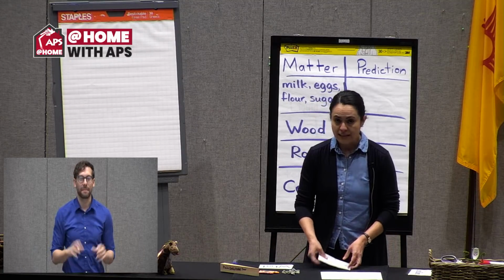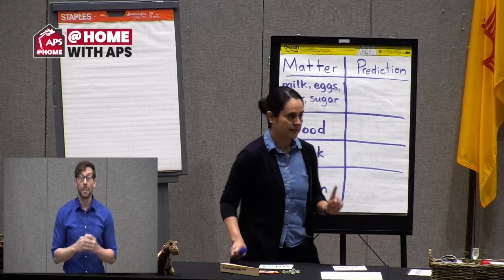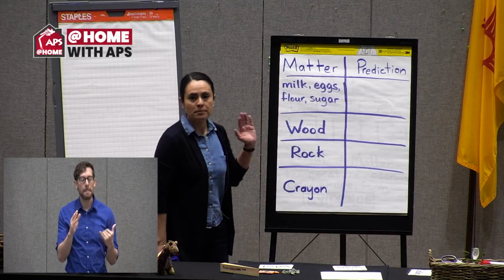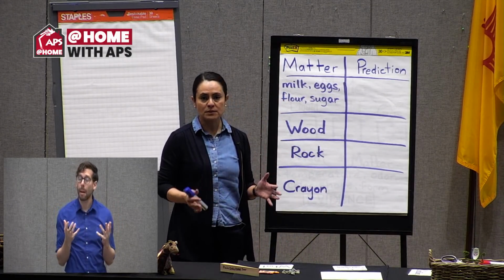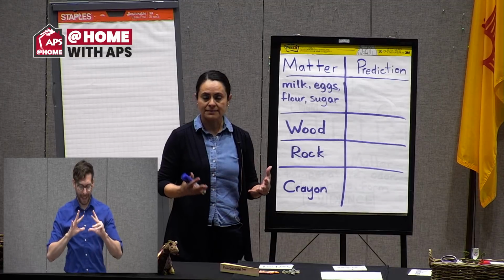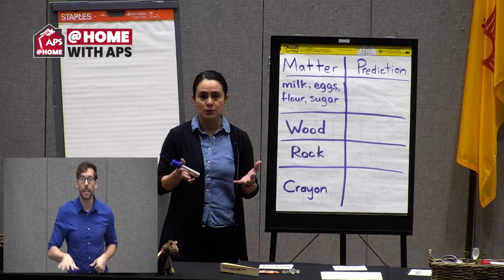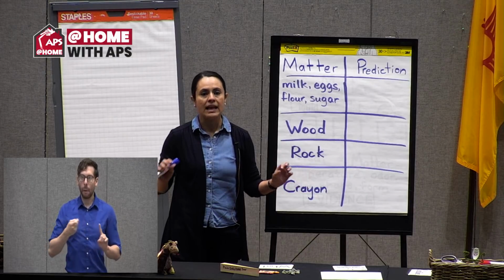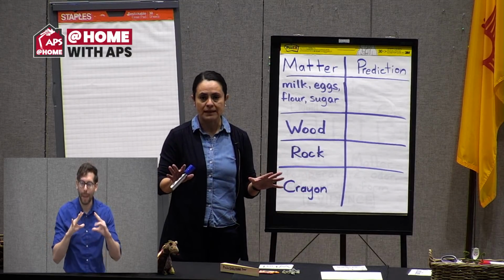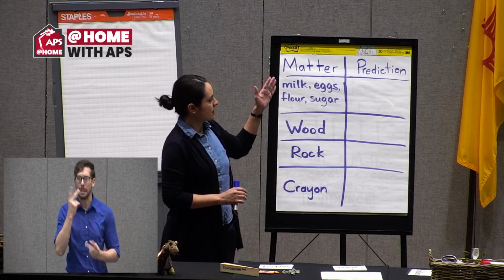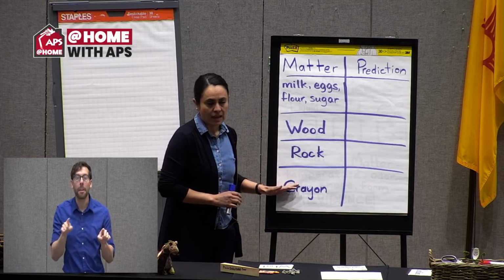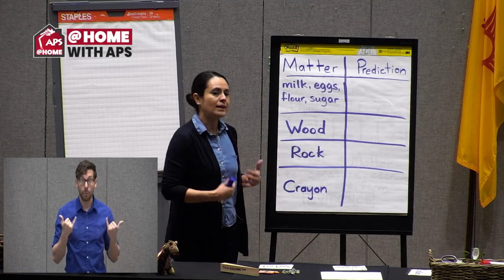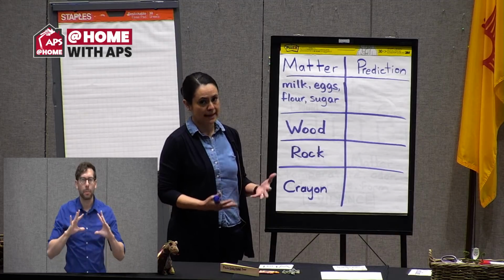Okay, let's look at some examples here of matter. Remember, matter is anything that takes up space and has mass. I'm made of matter, you're made of matter. Everything you see around me here is made of matter, and everything you see around you is made of matter as well. So here are some examples of matter. And what we want to explore today is what happens when we add heat to matter.